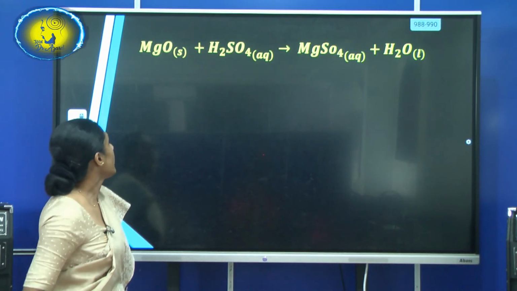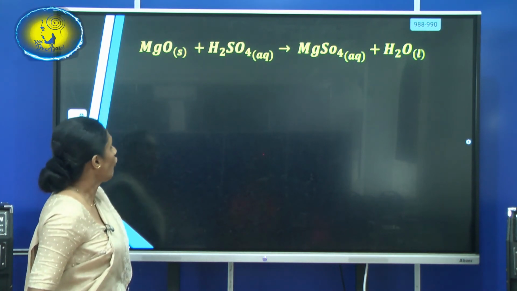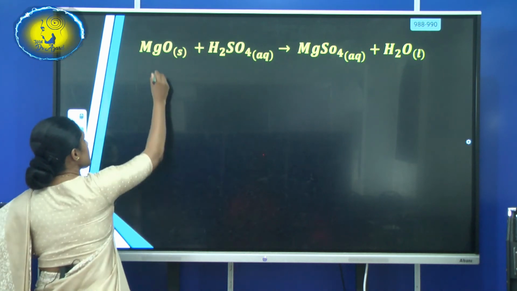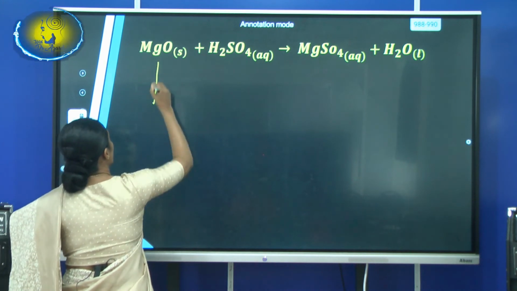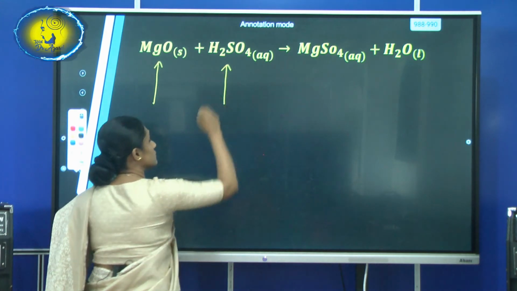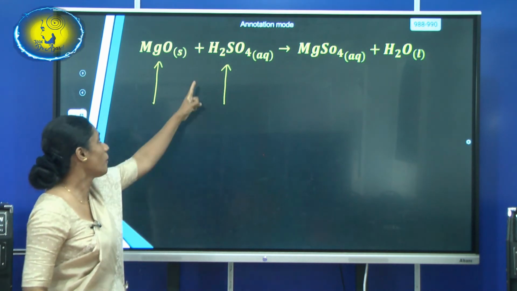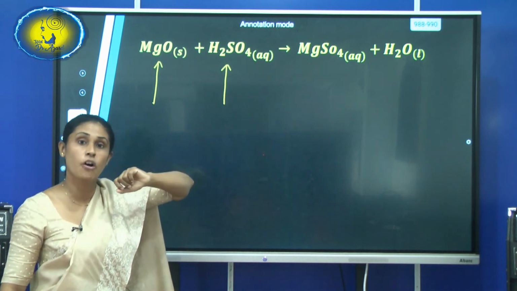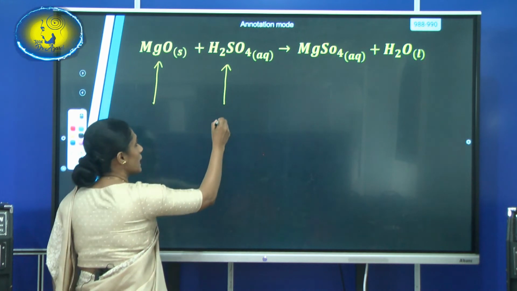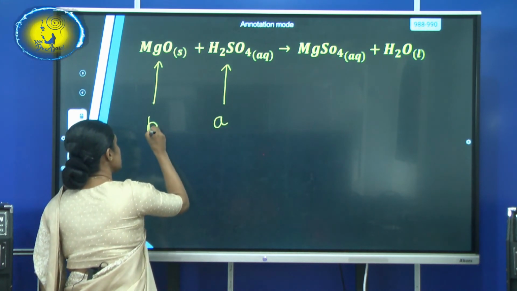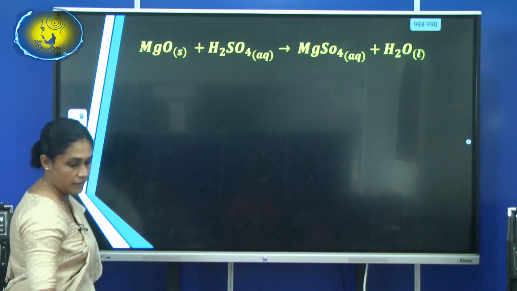The next one, magnesium oxide, sulfuric acid, and magnesium sulfate and water. So out of these we want to find out which is the acid and which is the base. So magnesium oxide, no idea, right? How do you come to know? You are going to start from this place. H2SO4 is a strong acid. So here this is an acid, ultimately this is the base, right?